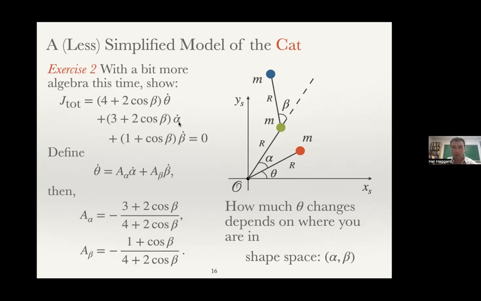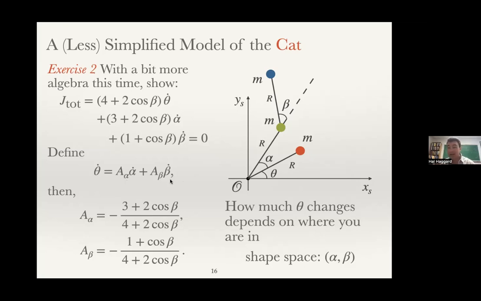And here the significant thing is that the coefficients of each of these evolutions of angles now depend on the shape of the cat. So the coefficient of theta dot depends on beta, and similarly for the others. So we're going to do something quite general now. We're going to reorganize this equation just as we did before and solve for theta dot. In that solving process, of course, we'll get coefficients of the alpha dot and the beta dot, and we're going to name those coefficients. We'll call them A sub alpha and A sub beta.